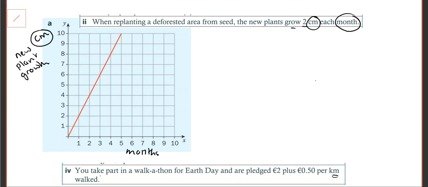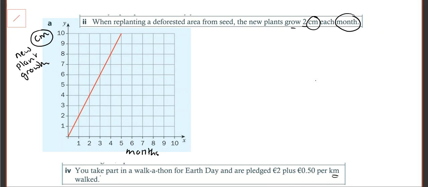Basically, it says when we planted a seed, the new plants grow 2 centimetres each month. So it starts from 0 because a plant starts from the ground. And then each month it grew by 2, so it went up by 2 each month. Yep, that's it, isn't it?